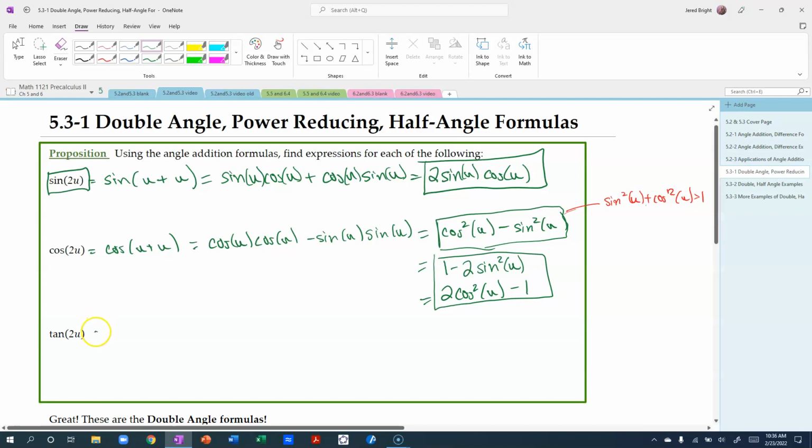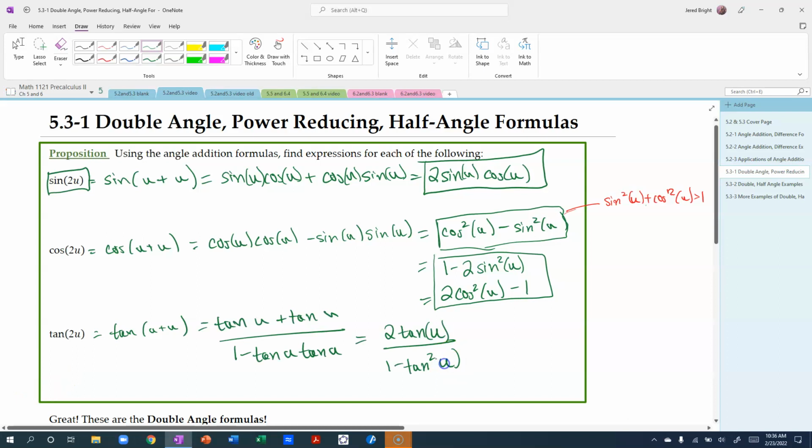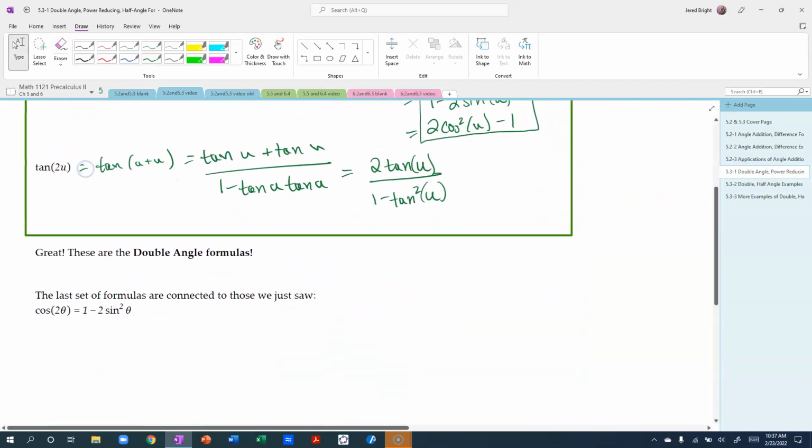Tangent, you can do the same thing, so tangent of u plus u, and I'm going to write in the details here, and you can copy them down. And there you go, just following through the angle addition for tangent. So these identities, when I use the term identity, I mean that cosine of 2u, for instance, is the same as cosine squared u minus sine squared u, so they are the same thing. So I can move between them at will. So, double angle formulas.